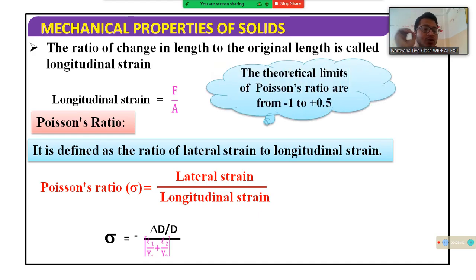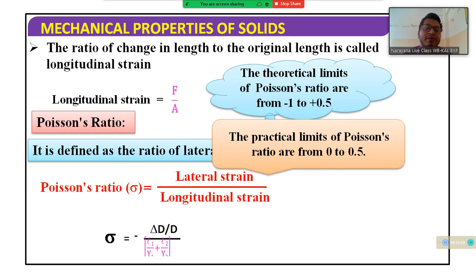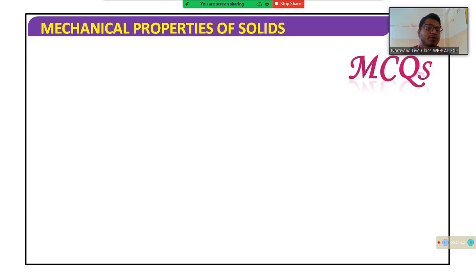This is a very important question, students, please focus. The theoretical value of the Poisson ratio varies from minus 1 to 0.5, but practical values vary from 0 to 0.5. The negative sign is omitted, so we take positive values, from 0 to 0.5, and the theoretical value is minus 1 to 0.5.